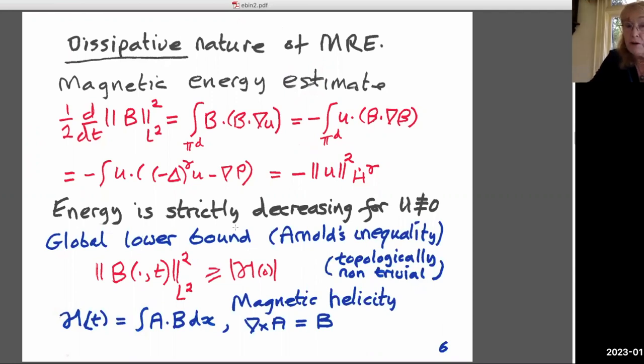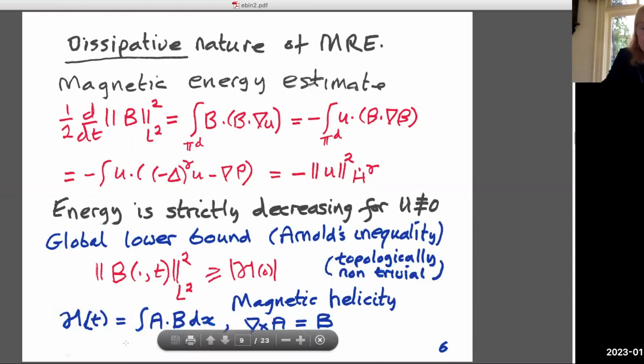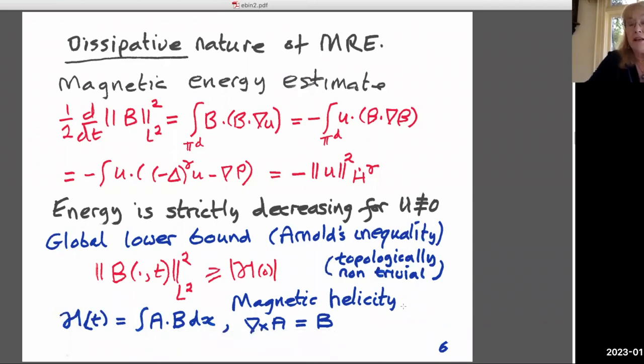And now the system also has a global lower bound, which is sometimes referred to as Arnold's inequality, that the square of the L2 norm of B is bounded from below by this quantity that is referred to as the topological, the magnetic helicity. So the magnetic helicity is defined here as the scalar product of a vector field A and B, where A is the inverse curl of B. And one notion of topologically non-trivial flows is that this magnetic helicity is non-zero. So if the initial condition is topologically non-trivial, according to this definition of non-triviality, then we've got a positive lower bound on the L2 norm of the magnetic field B for all time.